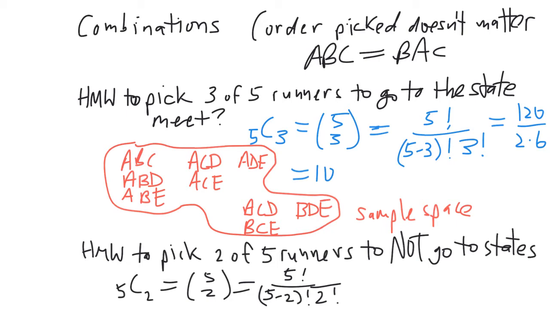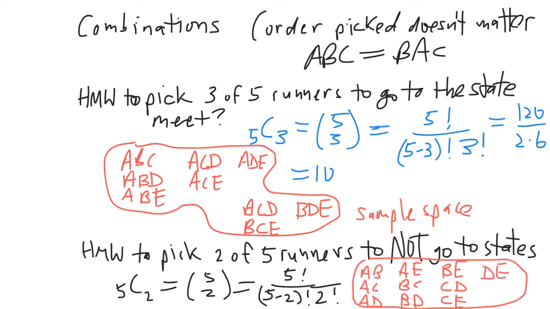I think it's important to see that we could have asked the same exact question a different way. How many ways are there to pick 2 of the 5 runners to not go to states? That's really the same, that's the flip side of this question. So that would be 5 choose 2 to not go. And if you look at the math, you'll see it's exactly the same. It's still the 5 factorial, but the 2 pieces that are in the denominator have just switched places. Again, I could list my sample space to show that the answer is correct, 10.